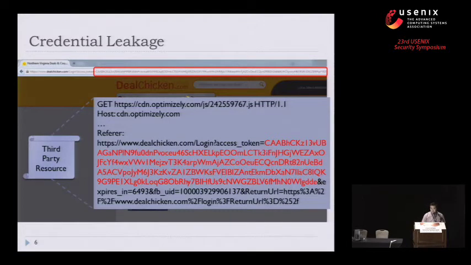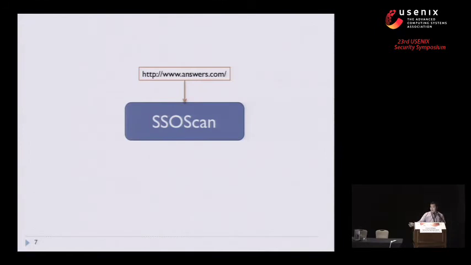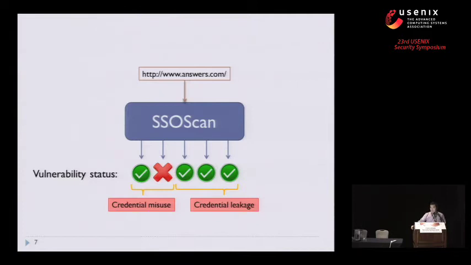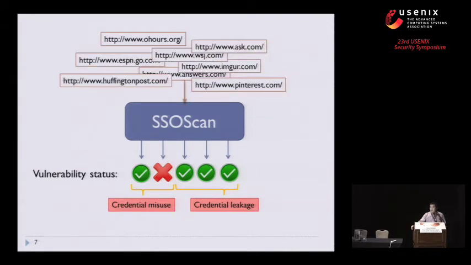Because these vulnerabilities do happen, we want to build a tool which we call SSOScan. The tool takes in a URL and will be able to output the vulnerability status of 5 vulnerabilities, 3 of which I've already explained to you. There's also another property that we want SSOScan to have: it must be able to finish the test for each site in a very short period of time, so that we can do a large-scale study on not only one site, 2 sites, but many, many sites.